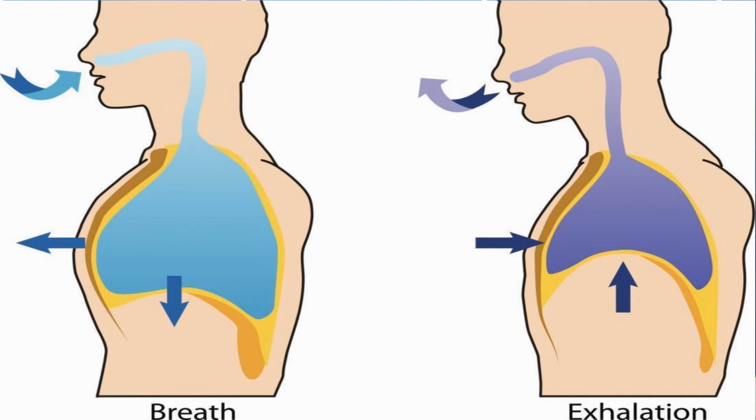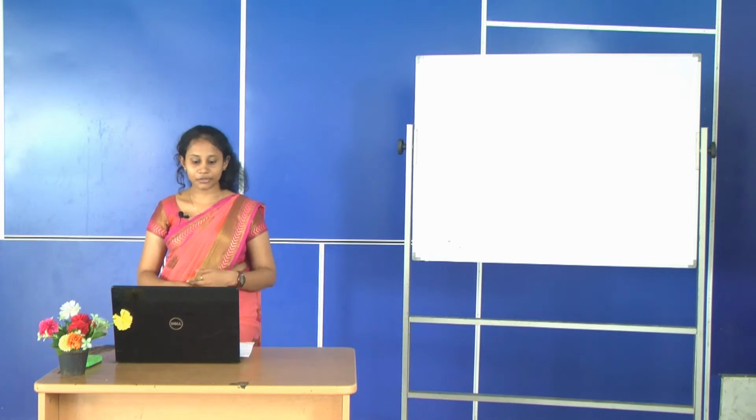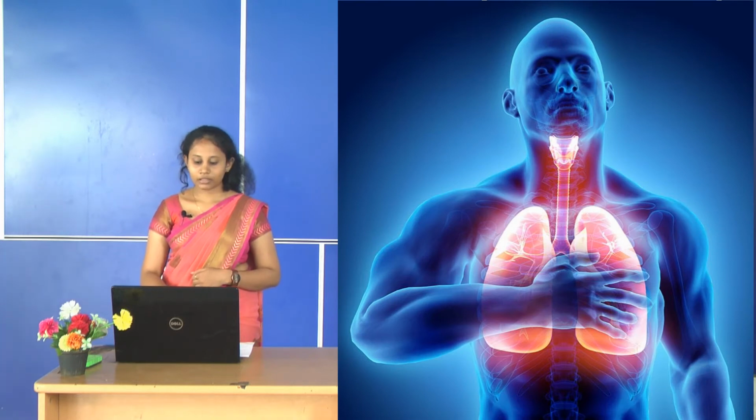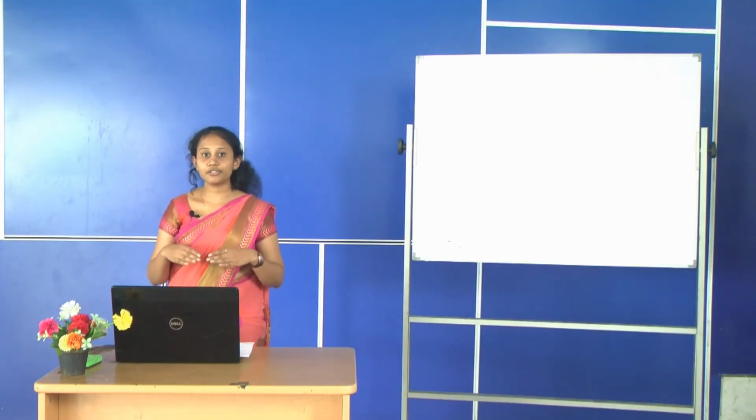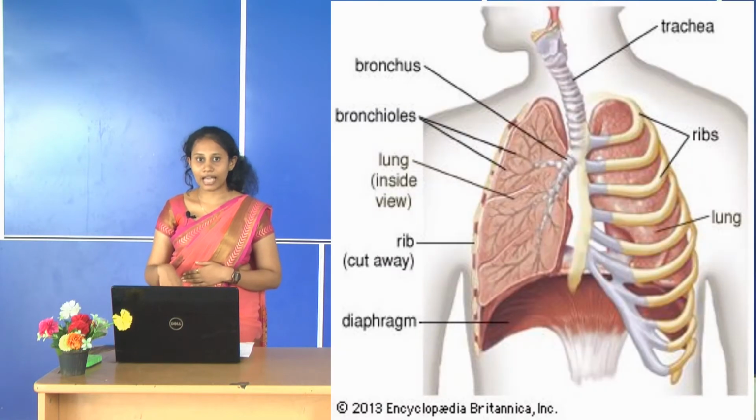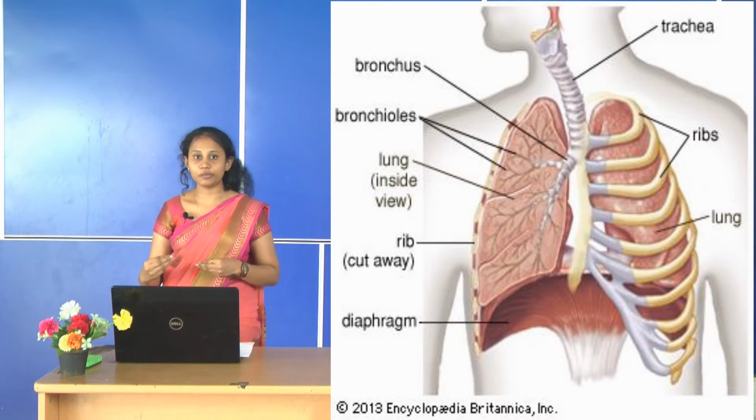Now let's look at the gas exchange system. The air enters the gas exchange system through the nasal cavity. Then it travels through the trachea. The trachea is the windpipe that connects the nasal cavity and the lungs. The trachea then divides into two branches. Each branch we call a bronchus. The bronchus splits further and forms smaller tubes called bronchioles. The bronchioles divide further and form alveoli. Alveoli is the place where gas exchange takes place.